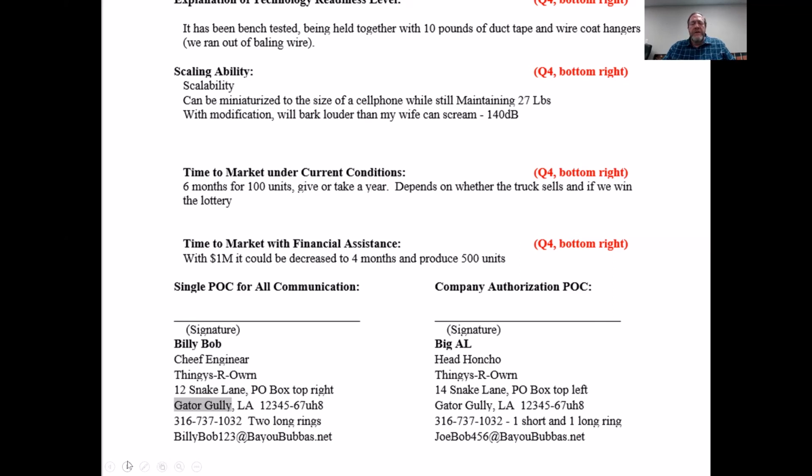At the very bottom of the paper, you'll see the single POC for all communications, and then the company authorization POC. So these are the 2 signatures you need here. They may be the same person, or they may not be. But the person that signs on the left is the person we want to be the single point of contact. Then you sign this, and you can just PDF this file and send it back.